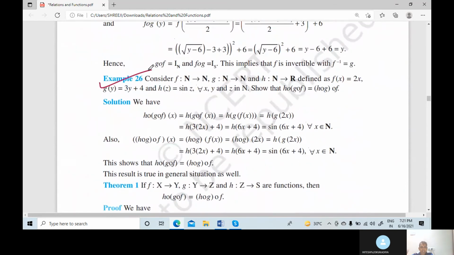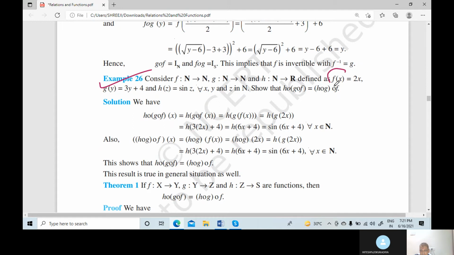Now we discuss example number 26. Look here, a total of three functions are given: f is a function from N to N, g from N to N, and h from N to R. Define f(x) = 2x, g(y) = 3y + 4, and h(z) = sin z.